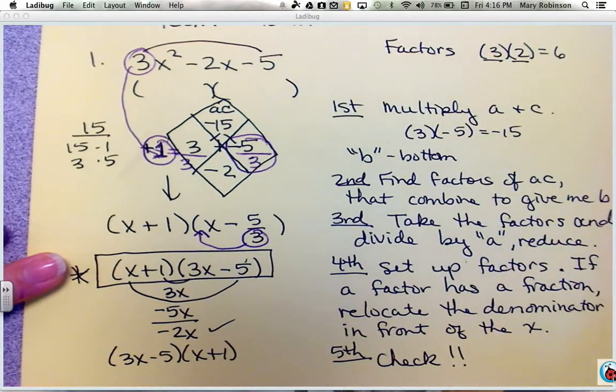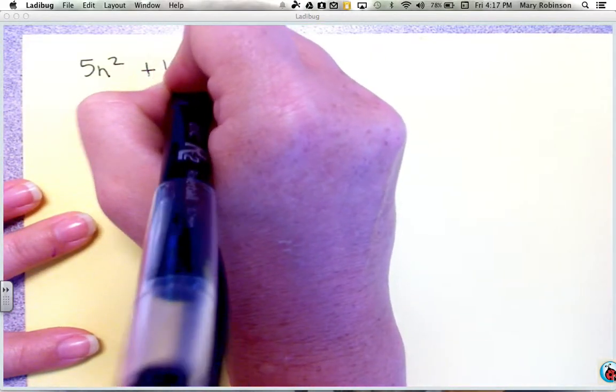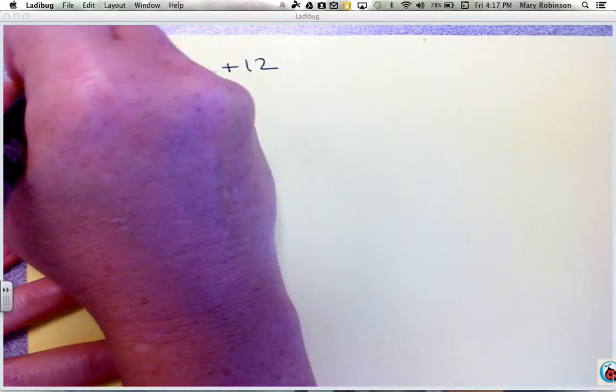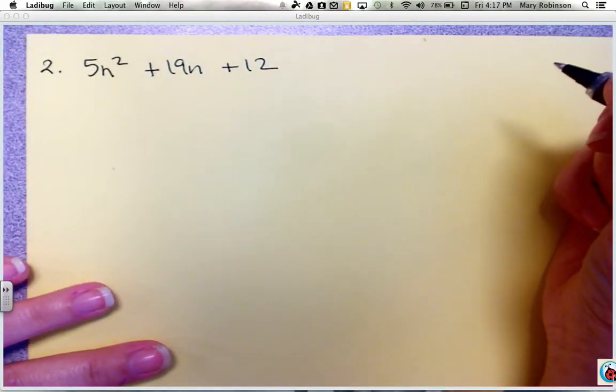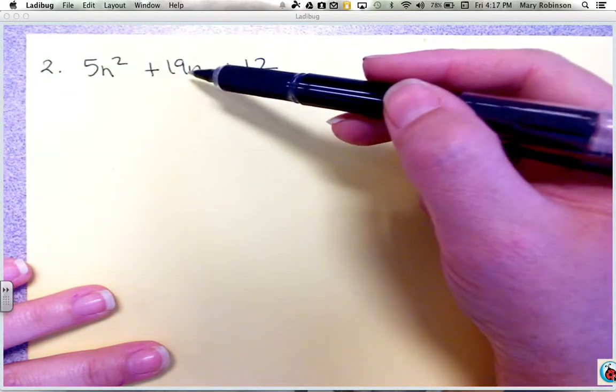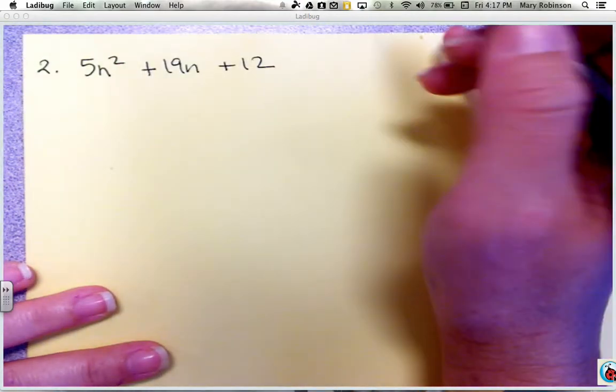I'll do one more example to make sure that you're understanding. Let's see, well, actually 2 more examples. I want to do another one where we pull out a GCF. So next, let's consider 5n squared plus 19n plus 12. Remember, when you look at a polynomial expression, you always want to try to factor out any GCF first. In this case, because 5 is prime, 19 is prime, I know that I'm not going to have any other factors that I could pull out other than 1.